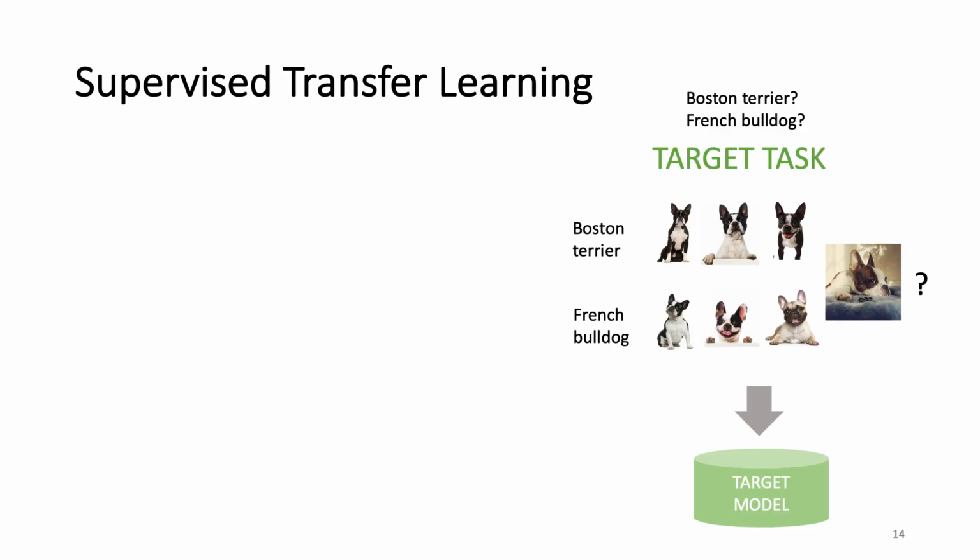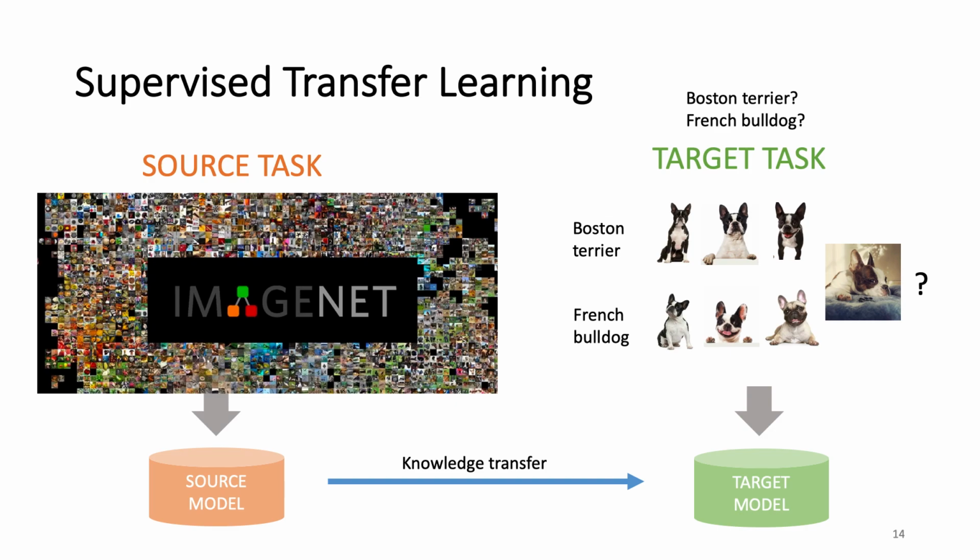So in supervised transfer learning, let's say we have the same task, and this task is to classify whether this image is a Boston Terrier dog or a French Bulldog. And since we only have 6 labeled images, that's definitely not enough for us to learn a reliable model to differentiate these two kinds of dog. So typically nowadays, the state of the art is that we'll use ImageNet, in particular for image classification. We'll use ImageNet to learn a source model, and we use this source model as our base model, and then further fine-tune based on the images we have for our target task.